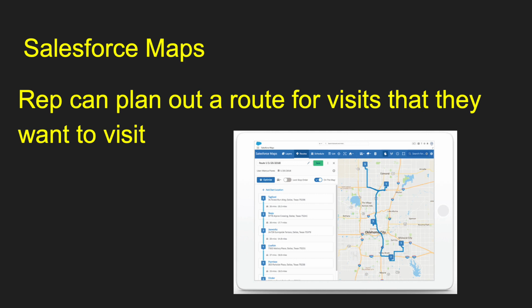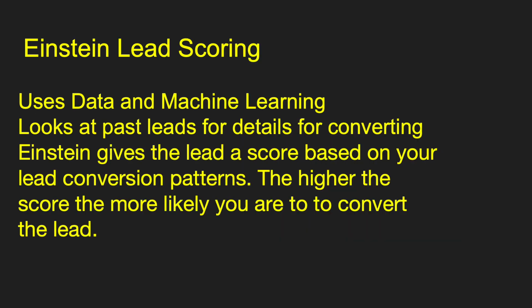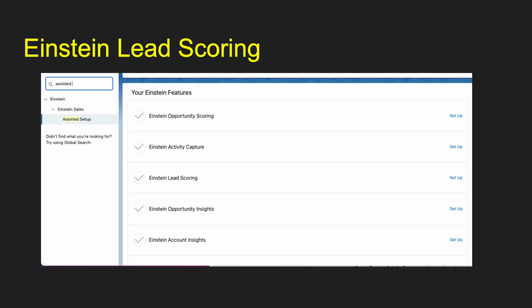All right, Einstein lead scoring uses data and machine learning, looks at your past leads for details for converting. Einstein gives that lead a score based on your lead conversion patterns. The higher the score, the more likely you're to convert that lead. Makes kind of sense. You do have to enable Einstein lead scoring. You have to go into Einstein Assisted Setup there and click on Einstein lead scoring, turn it on, and then you can utilize this feature.